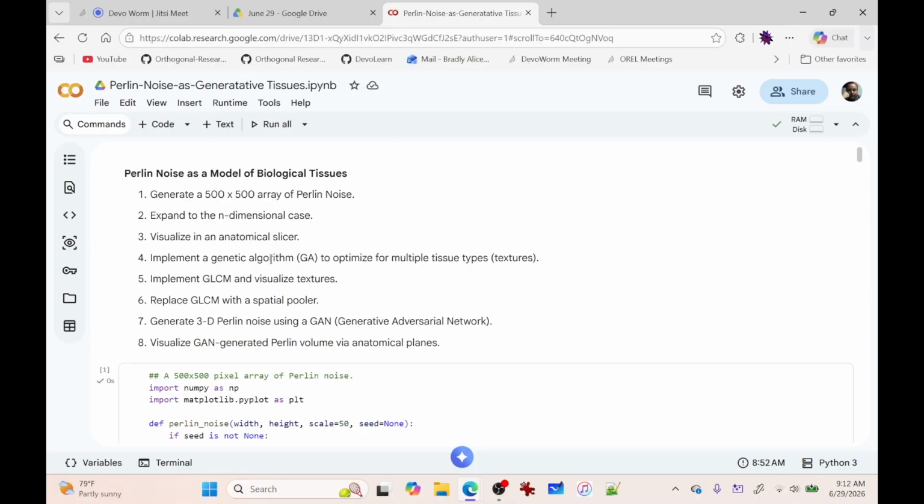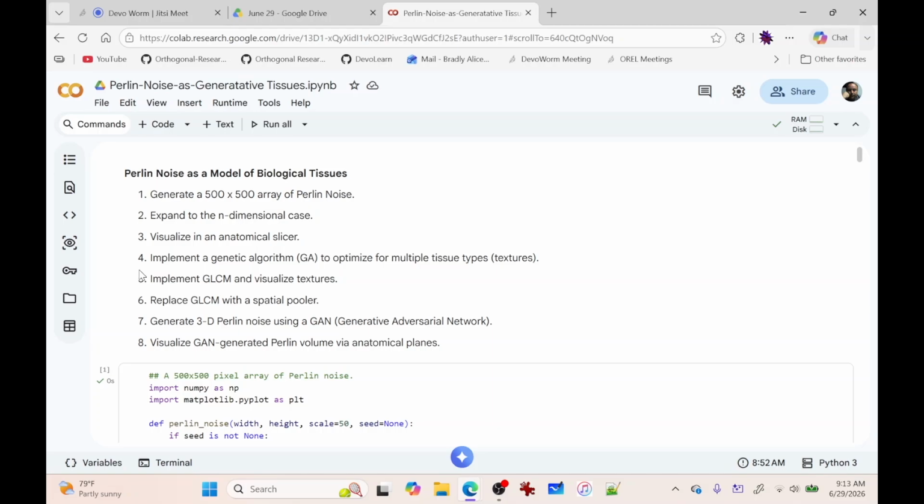Step number 4 is to implement a genetic algorithm to optimize for multiple tissue types or textures. This is where you're going to have different types of tissues simulated, and the genetic algorithm really just optimizes for those different tissue types. Then we use something called the GLCM, implement that and visualize the textures. And then I did this replacing the GLCM with a spatial pooler. The GLCM, as we'll see, is a computer graphics tool, and we'll get to the notes on that in a little bit. But basically, we want to visualize the textures using an alternate method.